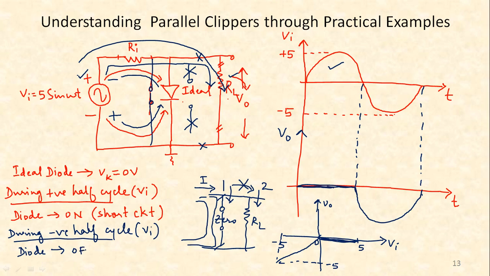Okay, so here the diode is off during the negative half cycle. Alright, so what we'll try to do now is reverse the position of the diode and then try to analyze it again. This is for the students who have joined late.